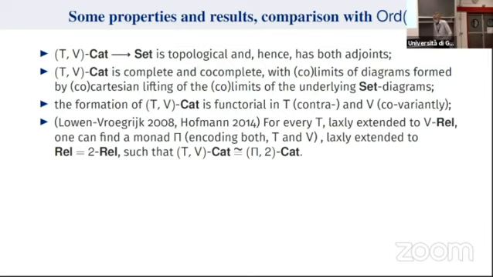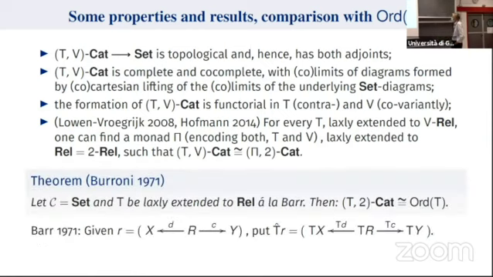And here's a non-trivial result. Hofmann finally proved in full generality that you can always restrict in principle to the two chain. You can, out of T and V, create a monstrous monad pi, such that TV cat is pi to cat. There's a catch to this, and I'll come to this in a second.